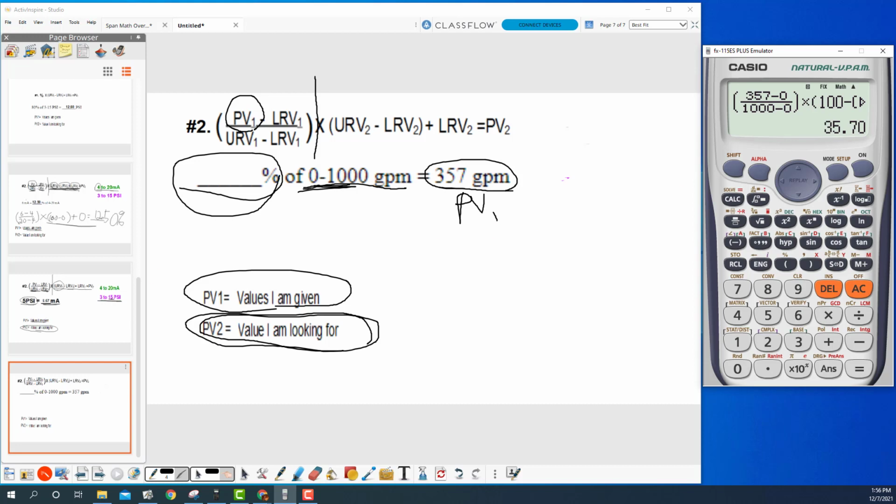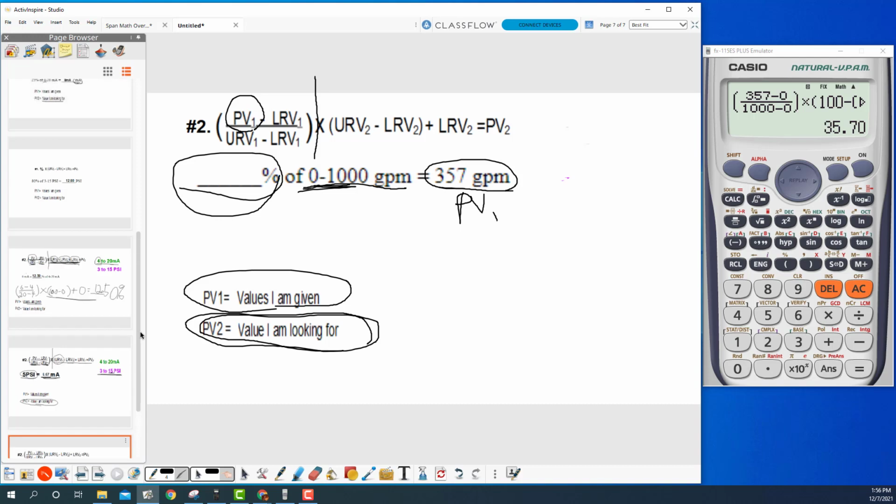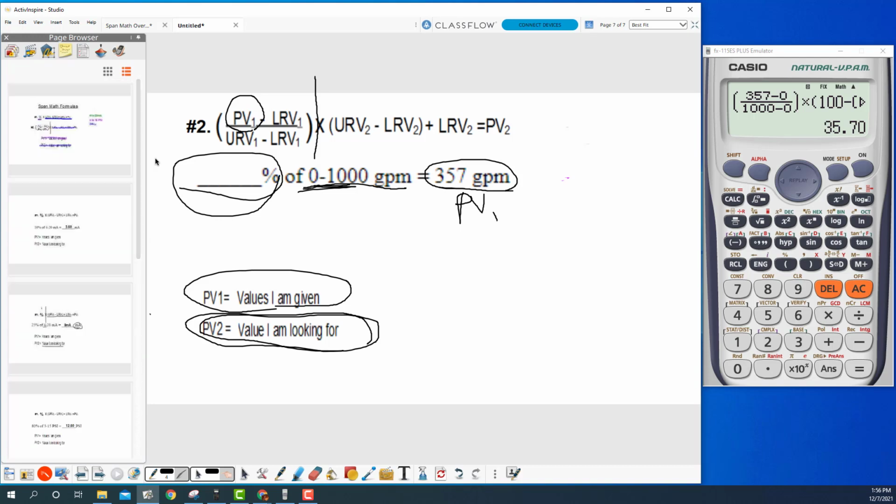Pretty cool. So this is an overview of how to use the span math formulas, and see my other videos for more. I'm basically going to work through a whole exercise for you, a whole assignment showing you how to use the span math formula.